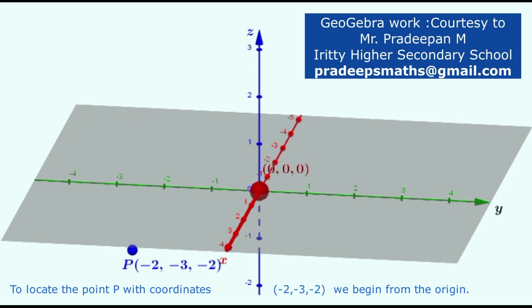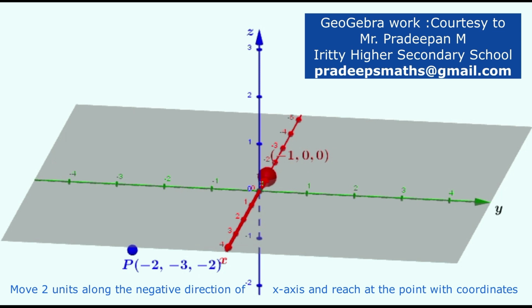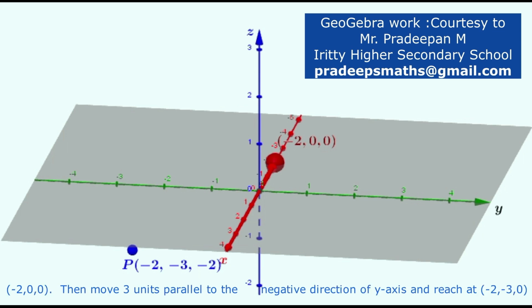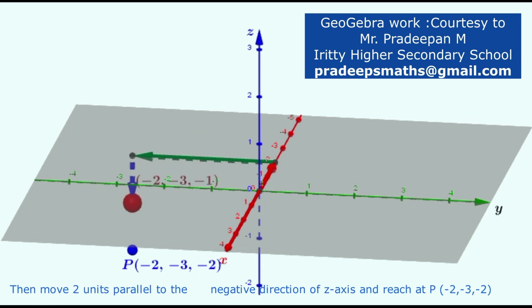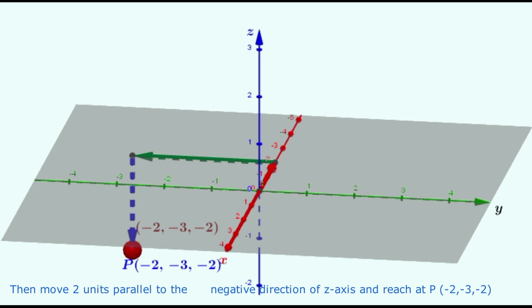To locate the point P with the coordinates (-2, -3, -2), we begin from the origin. We move 2 units along the negative direction of the x-axis and arrive at the point with the coordinates (-2, 0, 0). Then move 3 units parallel to the negative direction of the y-axis. Then move 2 units parallel to the negative z-axis and arrive at the point P with the coordinates (-2, -3, -2).